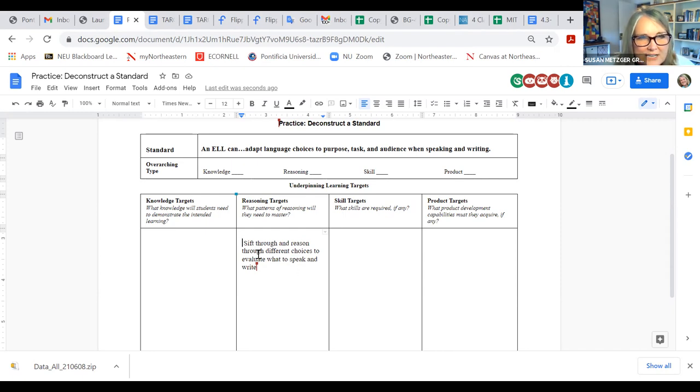In terms of adapting their language choices for speaking and writing, when the student is able to do that, is that something they just do inside their heads, as a reasoning process, so to speak, or is it something that they demonstrate or act out or do?